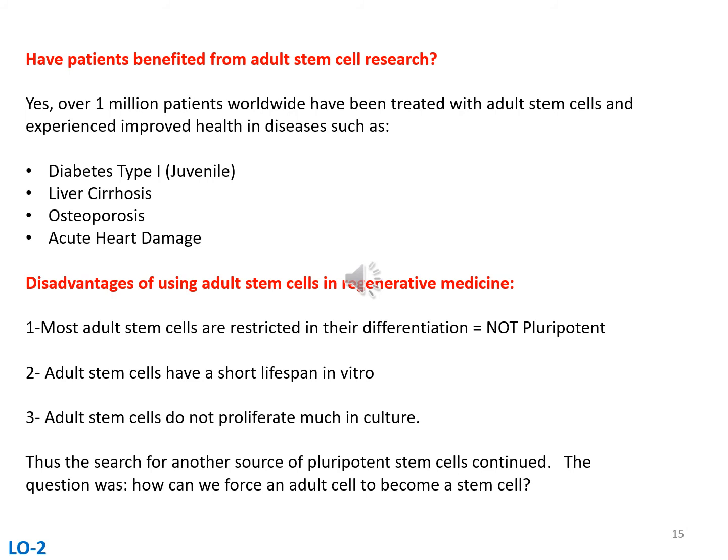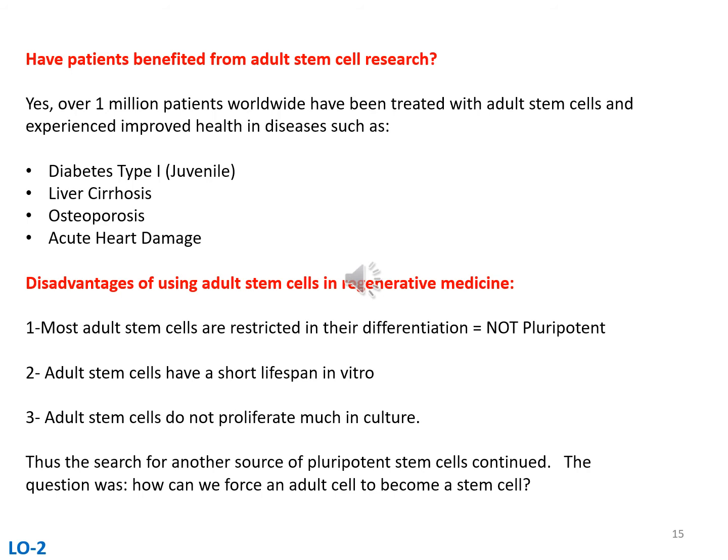So how have patients benefited from adult stem cell research? Yes, millions of patients worldwide have been treated with adult stem cells and experienced improved health in diseases such as diabetes type 1, which is the juvenile type, liver cirrhosis, osteoporosis, and acute heart damage. The disadvantage is that they are restricted in their differentiation, not pluripotent. That means they cannot give rise to all the tissue types. They have a short lifespan in vitro and cannot proliferate much in culture. And so the research continued for another source of pluripotent stem cells.